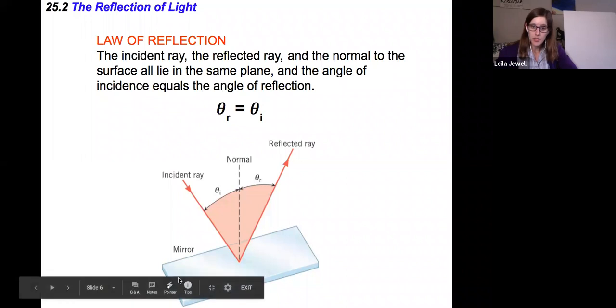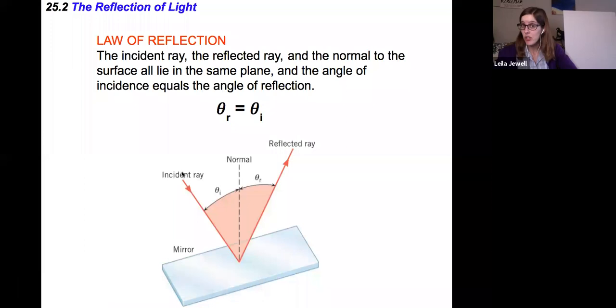And that's depicted here where we have a mirror and there's an incident light ray. You can imagine shining a laser, for instance, but this works for other light sources too.